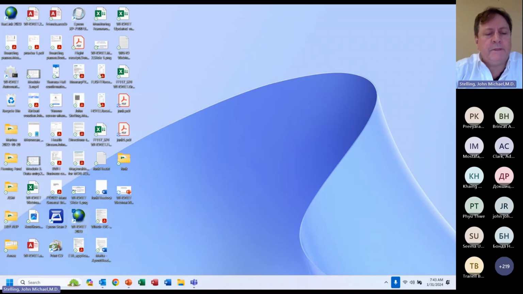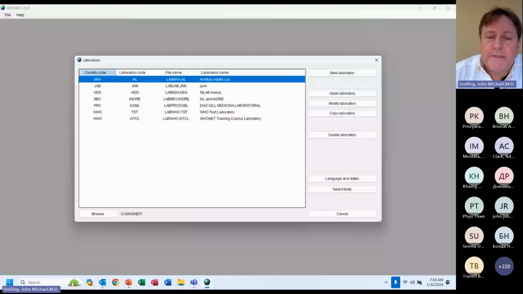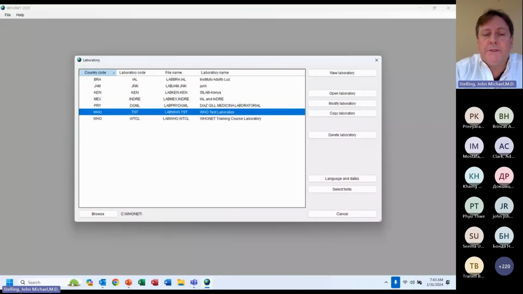I'm now opening the WHONET software. For purposes of this demonstration, I will choose the WHO test laboratory. The WHO test laboratory, we give you 1 month of sample data. So obviously with 1 month of sample data, it is not great for finding outbreaks.